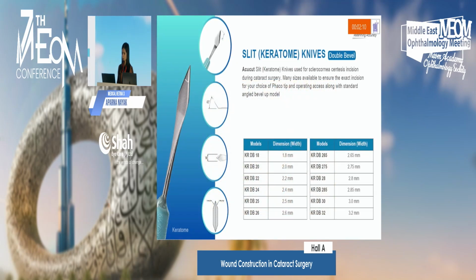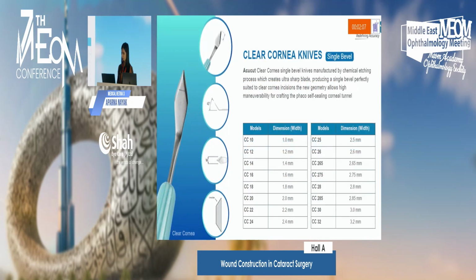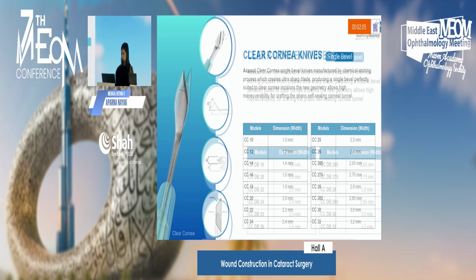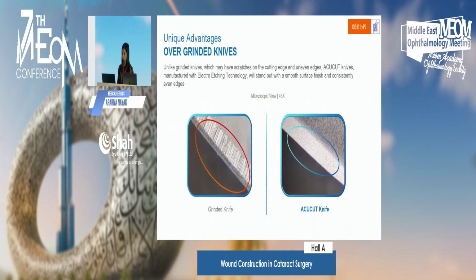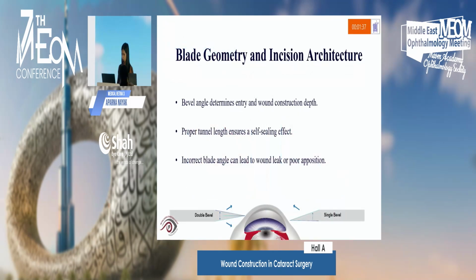Then we have the double bevel keratome knives, and coming to clear cornea knives, we have the single bevel as well as double bevel ones. The difference between the keratome and the clear cornea knives is that keratome knives are a little longer with a smaller angle at the tip, and the clear cornea knives have a larger angle compared to that of keratome. The edge of these knives stands out with a smooth surface finish, and this picture shows the same when you compare with the ground knife.